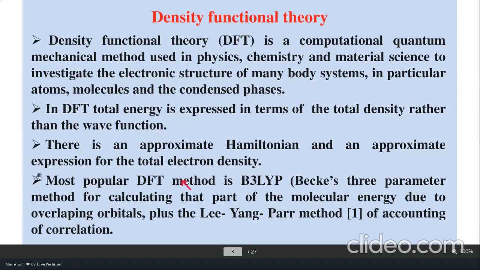To do so, we are using B3LYP, the most popularly used method in DFT. It is Becke's 3-parameter method for calculating part of the molecular energy, accounting for the overlapping of orbitals, plus the Lee-Yang-Parr correlation. The LYP stands for the Lee-Yang-Parr method of accounting for correlation. By using this B3LYP method, we will calculate the properties of the molecule.